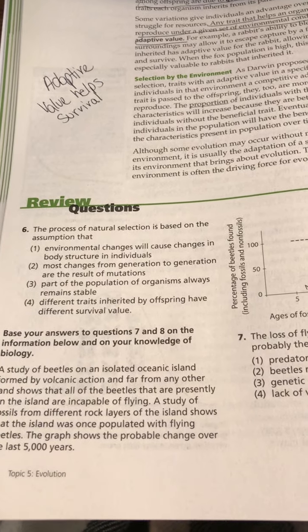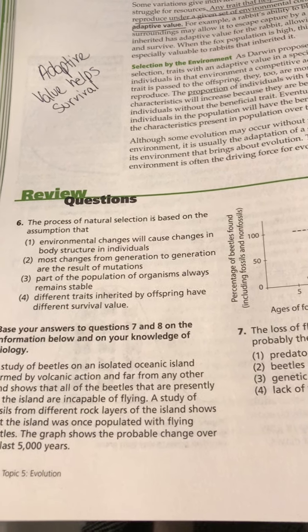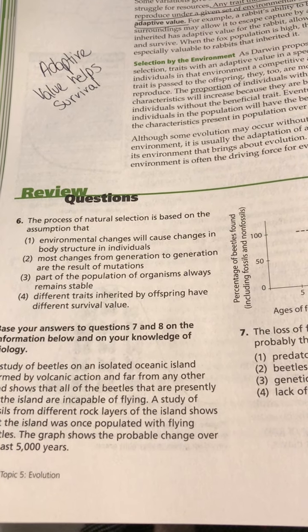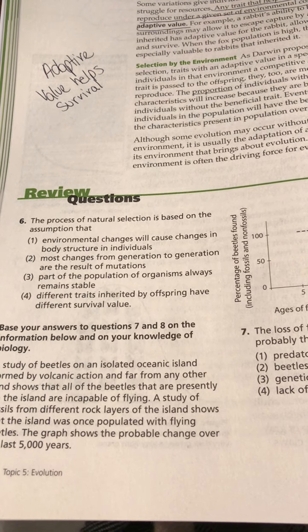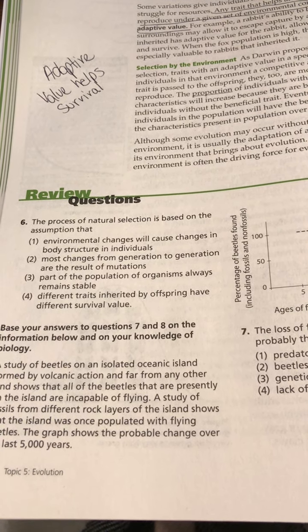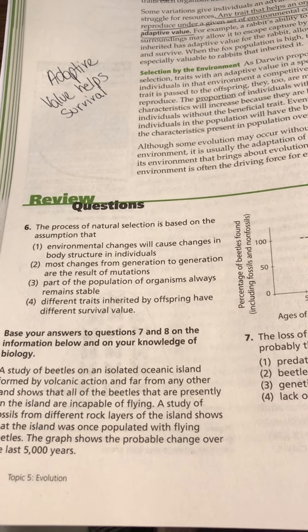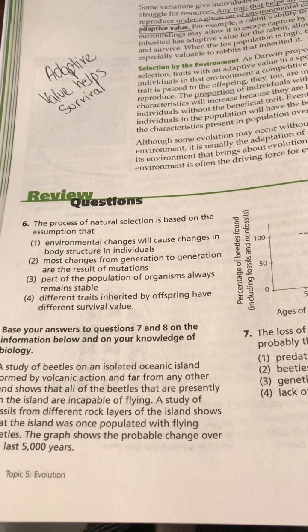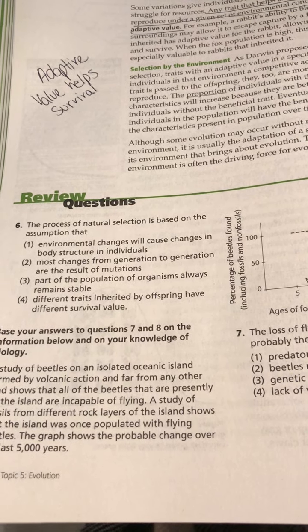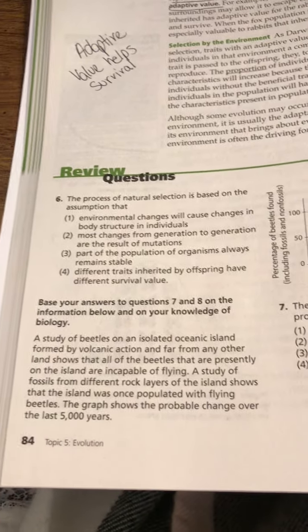Number 6. The process of natural selection is based on the assumption that 1. environmental changes will cause changes in body structure in individuals. 2. Most changes from generation to generation are the result of mutations. 3. Part of the population of organisms always remains stable. Or 4. different traits inherited by offspring have different survival value.